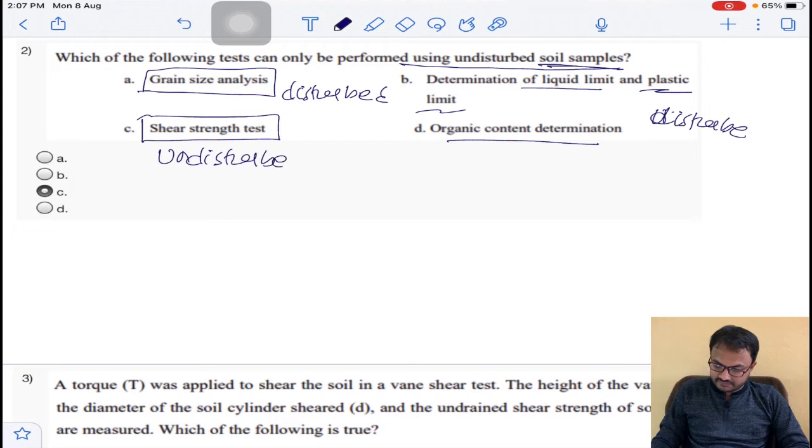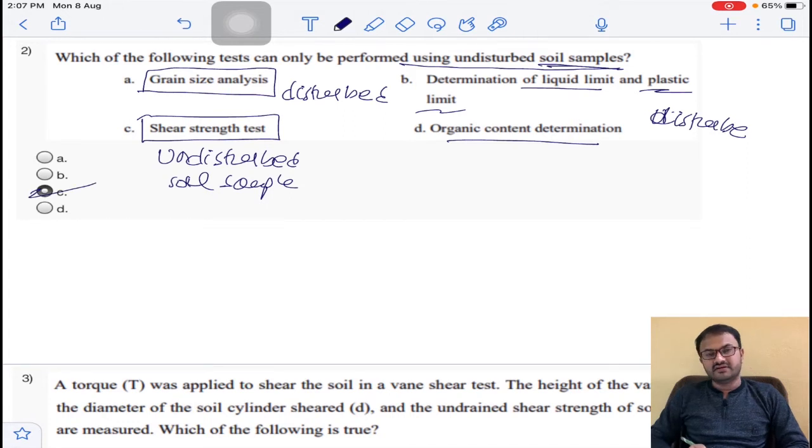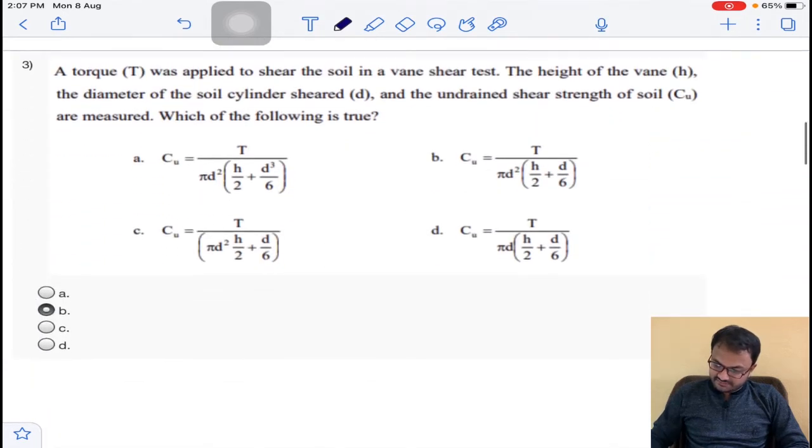Undisturbed soil sample is required for shear strength determination. Okay, so question number 2, answer C. Coming to question number 3.